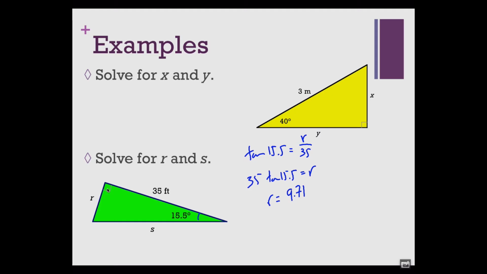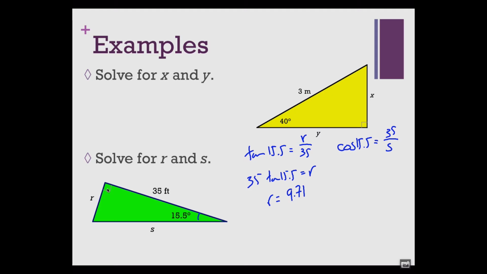For those of you that got 9.35, what'd you do wrong? Sine. That'll kill ya. Okay. Doing S now, we want to stay with the information that we have. We don't want to use R because that's an approximate value. We want to stay with 35 and S. So the 35 we already know is the adjacent side. S is the hypotenuse. What uses adjacent and hypotenuse? Cosine. Cosine of 15.5 is equal to 35 over S.